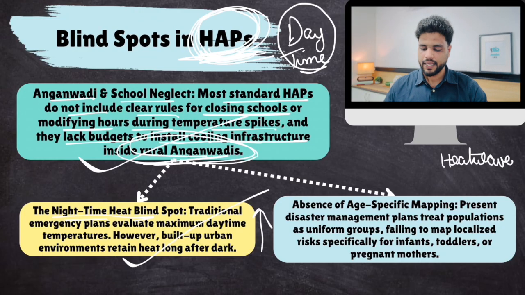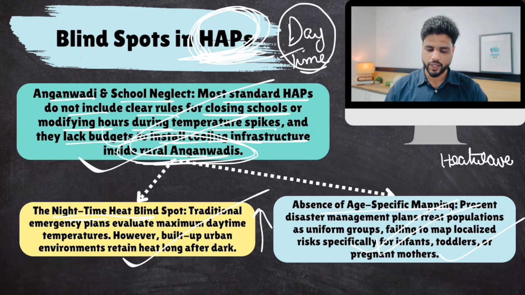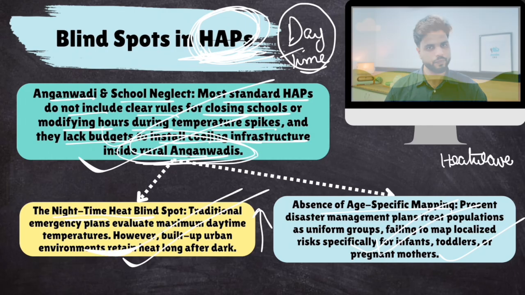So this is there. And then absence of age-specific mapping. The data that the government agencies collect with respect to vulnerability of children, that is not proper. Okay, so this is a data issue. This is a school-related issue, and this is a nighttime-related issue. Here, make sense? All right, that's about it.